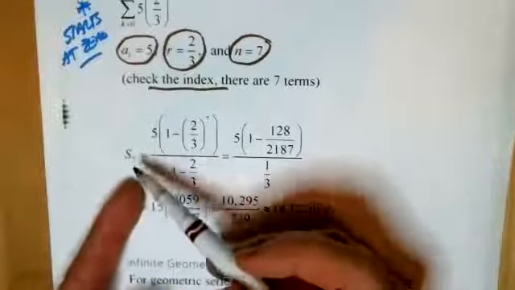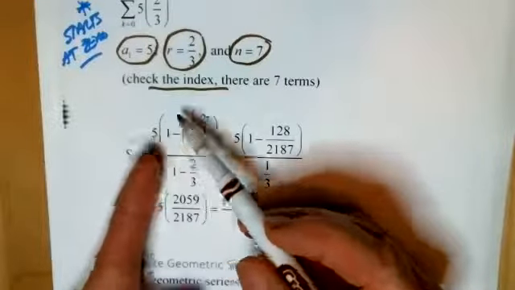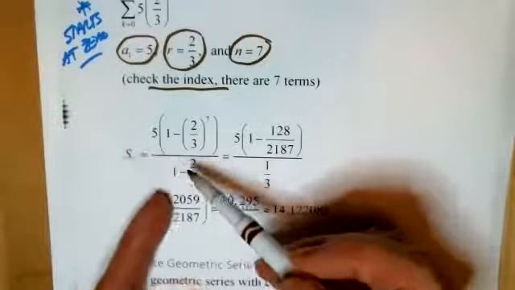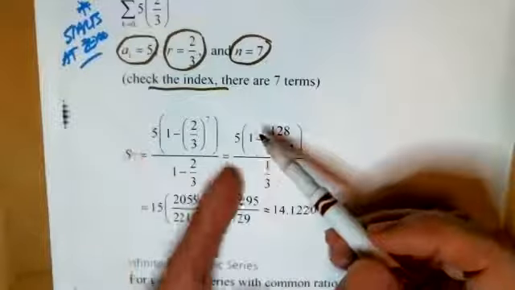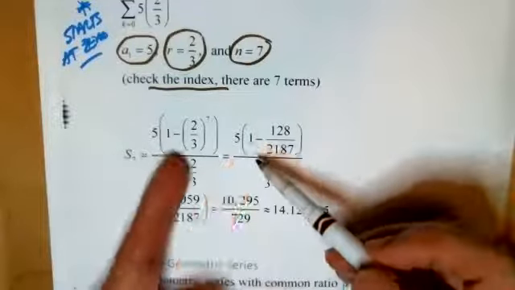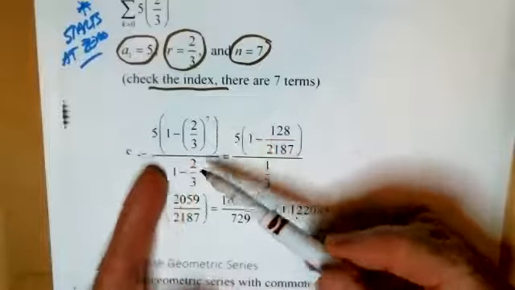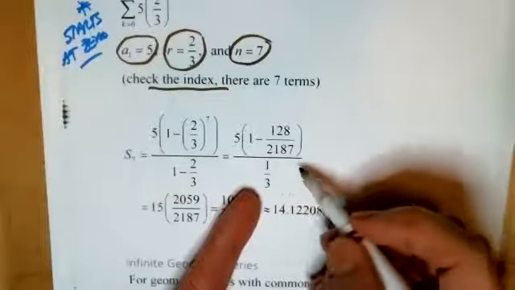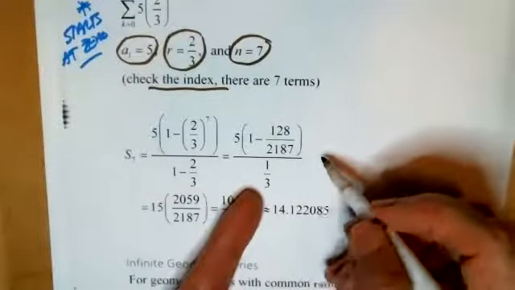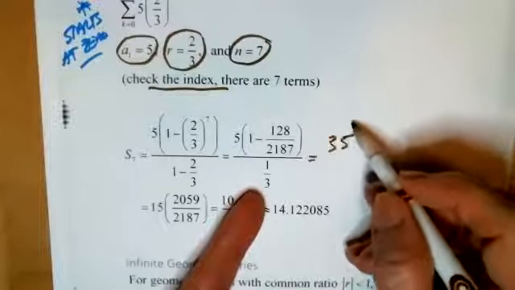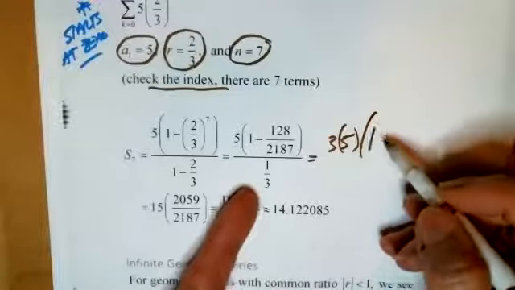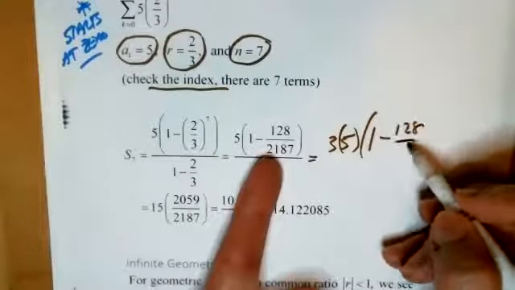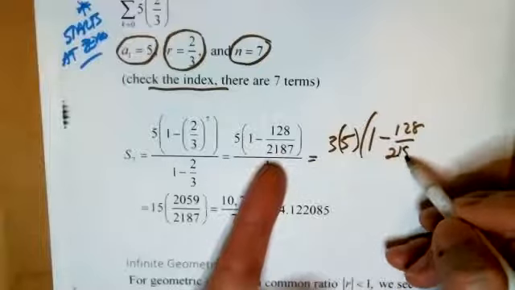So we've got s sub n is equal to a sub 1 times the quantity 1 minus r to the n, all divided by 1 minus r. So 5 times the quantity 1 minus 2/3 to the 7th power divided by 1 minus 2/3. We're dividing by 1/3. Dividing by a fraction is multiplying by a reciprocal. So we will have 3 times the 5 times the 1 minus, and when we raise 2/3 to the 7th power, we have 128 divided by 2,187.